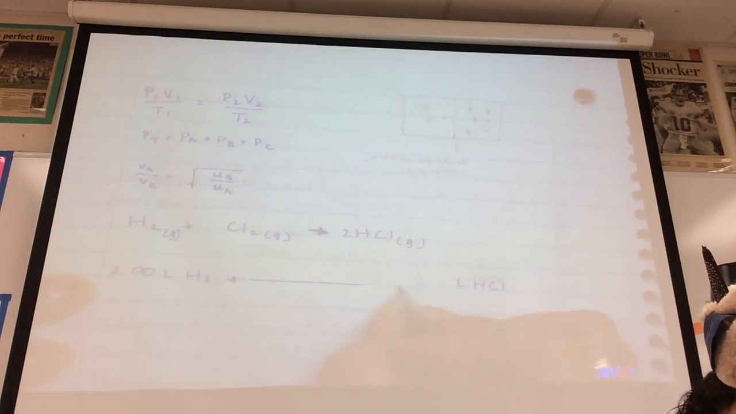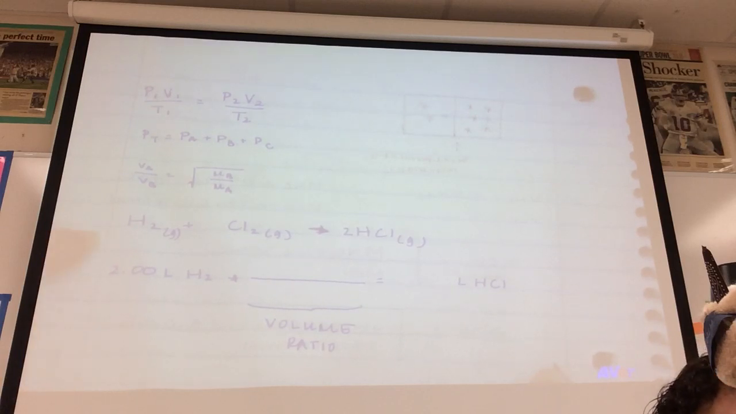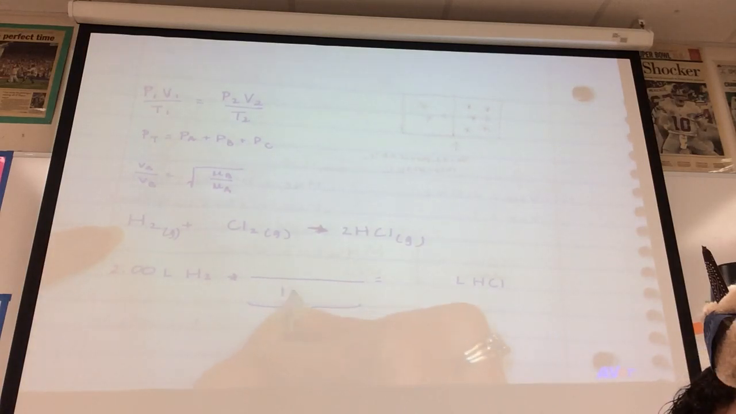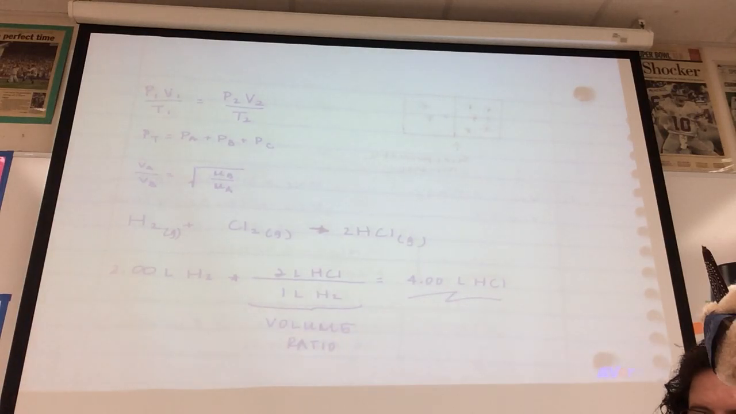And instead of doing a mole ratio here, we'll do what's known as a volume ratio, and it is determined the same way as a mole ratio, just the units will be different. From the balanced equation, we have 1 liter of hydrogen gas to 2 liters of hydrogen chloride gas. 2 times 2 is 4 liters of hydrogen chloride.